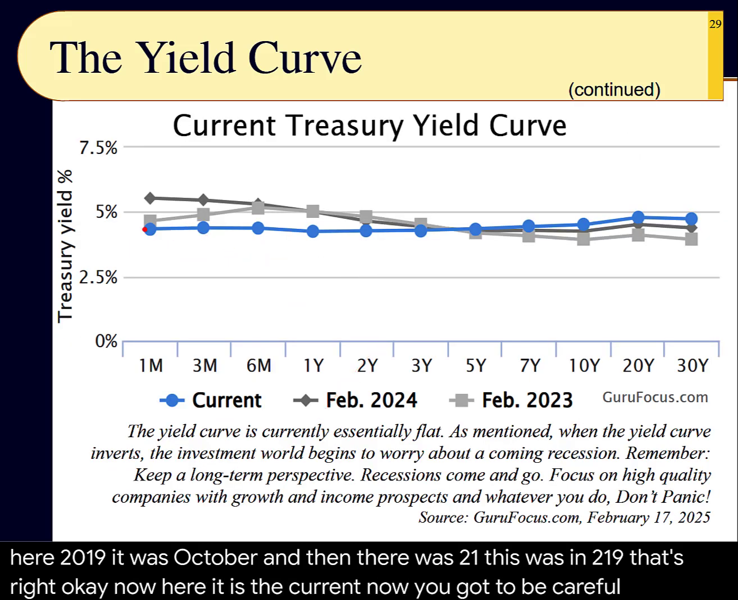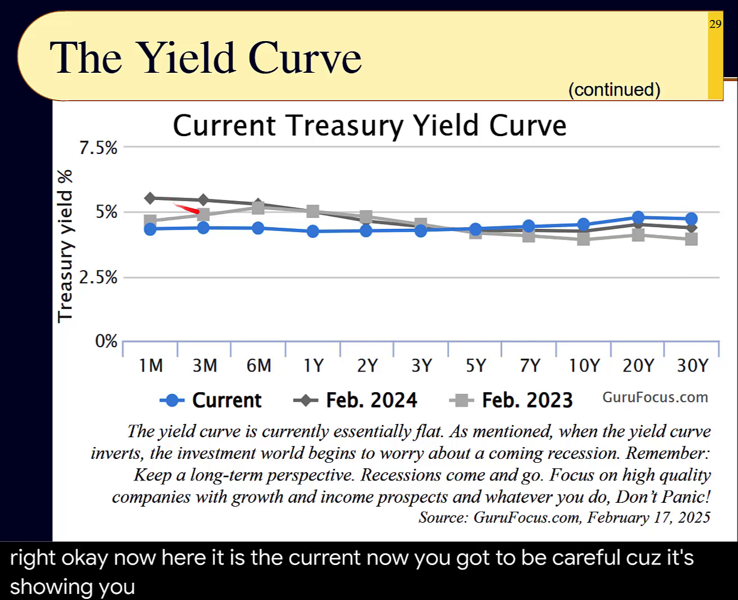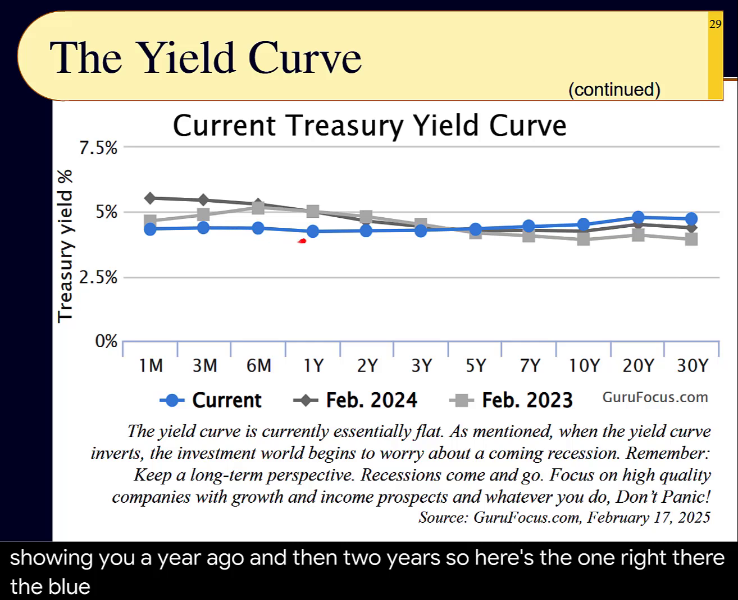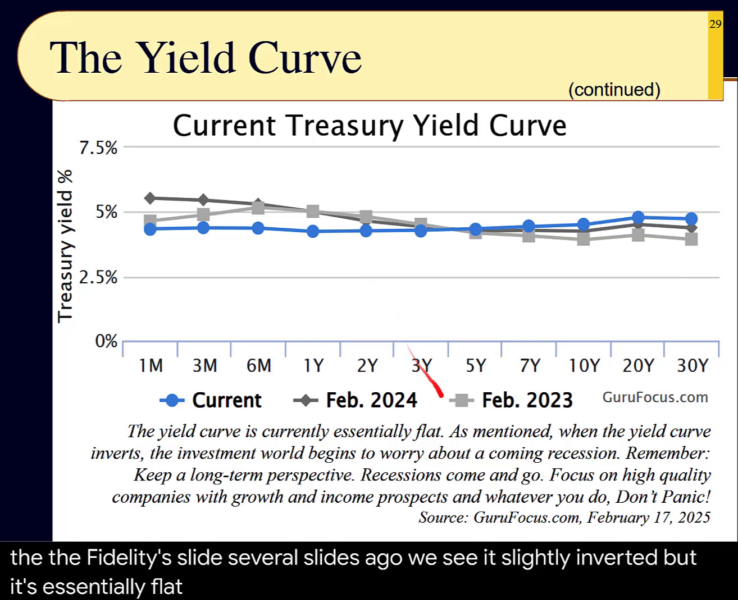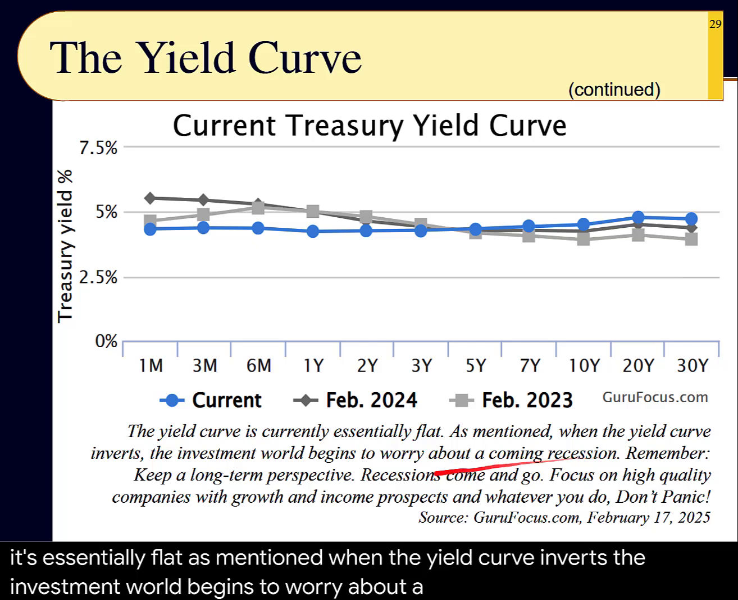Now, you've got to be careful because it's showing you a year ago and then 2 years. So here's the one right there, the blue. Notice it's just slightly inverted, as we saw back on the Fidelity slide several slides ago. We see it's slightly inverted, but it's essentially flat. As mentioned, when the yield curve inverts, the investment world begins to worry about a recession.